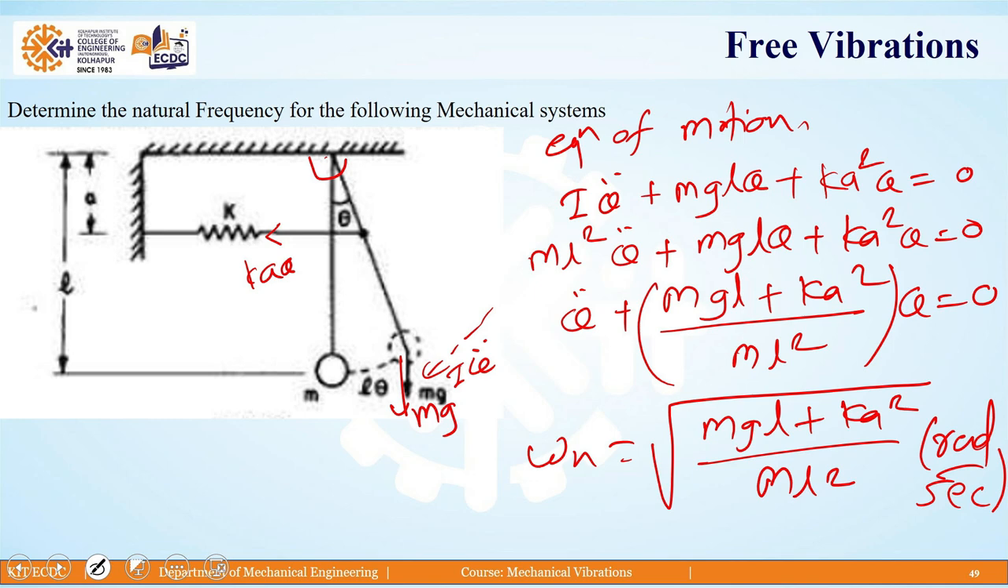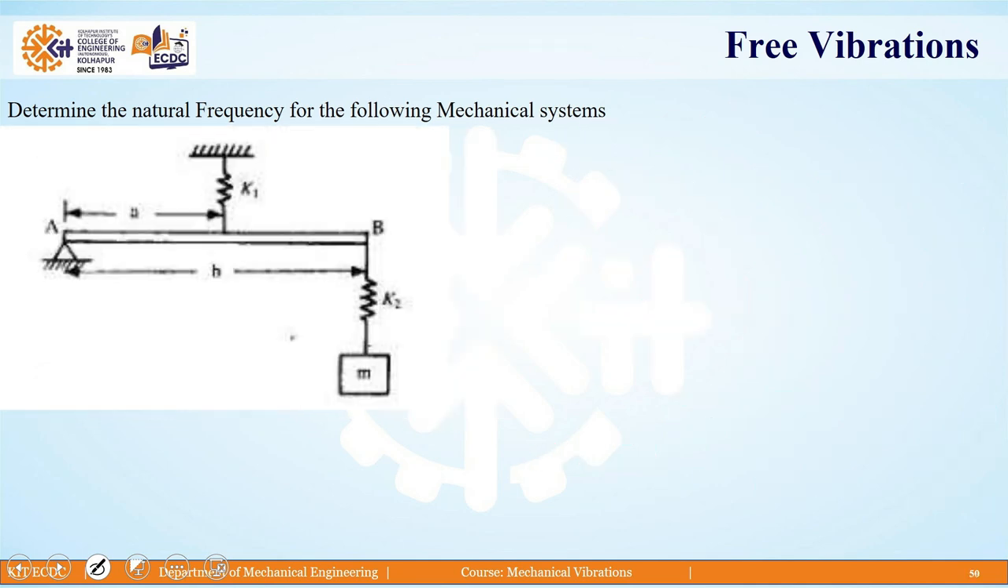Likewise, here we have seen only one spring and one pendulum. Suppose there are two springs. So let us solve one more numerical wherein there is a beam, one end of the beam is hinged and the other end is attached to a spring of stiffness K2. So one end of the spring is attached to the lever and the other end is attached to the mass.